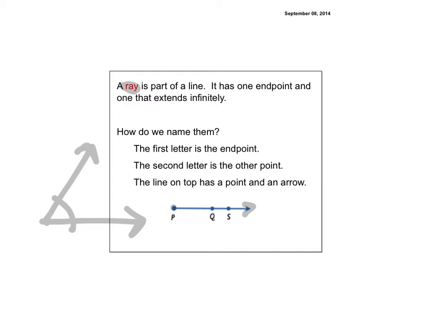Now, when we name a ray, we start with the endpoint. So here we'd have P. The second letter is one of the other letters on that line. So I'm going to use S because it's closest to the arrow. And then we draw what looks like a ray on top of it, so a line with an arrow on one end. This is how we would name a ray. So again, a ray has one end that has an endpoint and the other has an arrow.